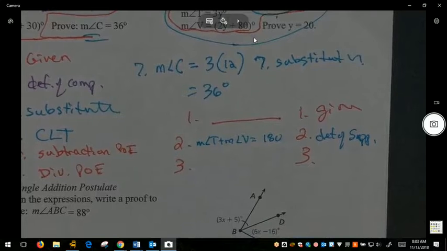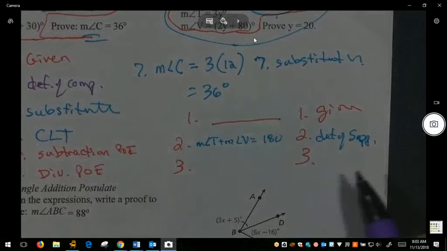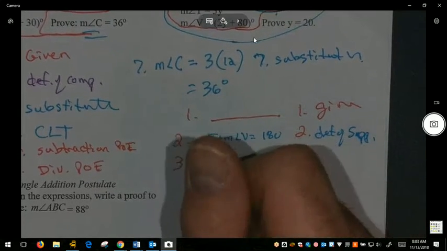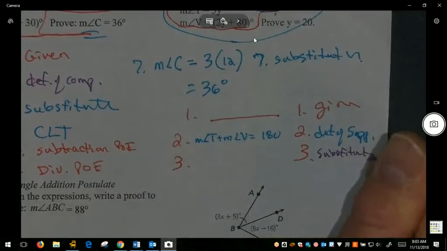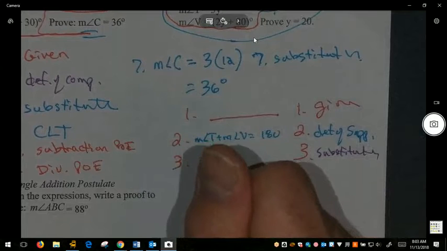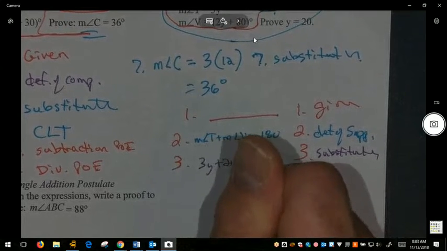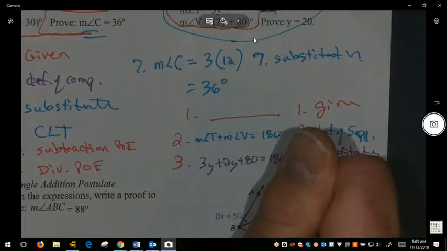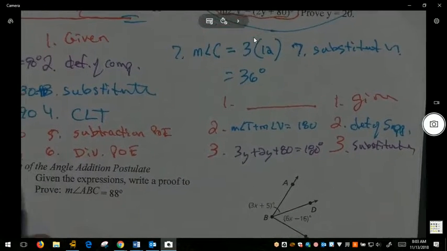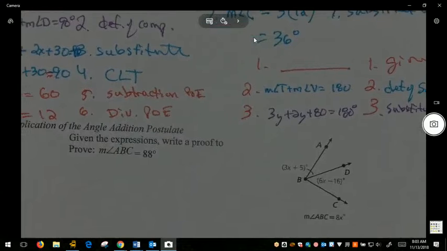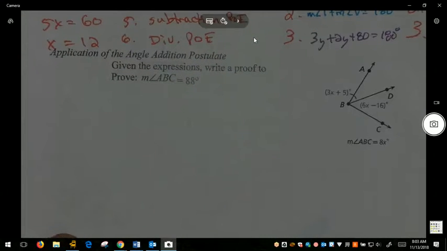And then the next line. Who has the next line? Go for it. It's substitution, so I put 3y plus 2y plus 80 equals 180. Perfect. And then we would just combine like terms and solve from there. Any questions on setting these ones up? They should be familiar because we didn't do this with complementary and supplementary, but we did similar proofs. And we're about to review some of those.